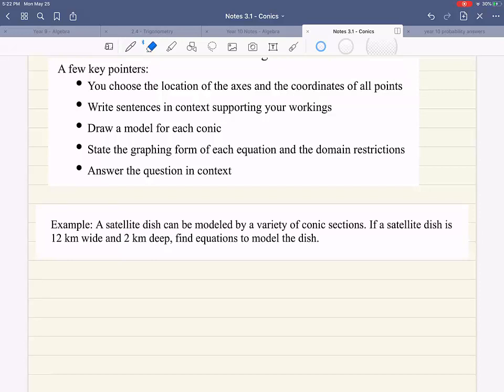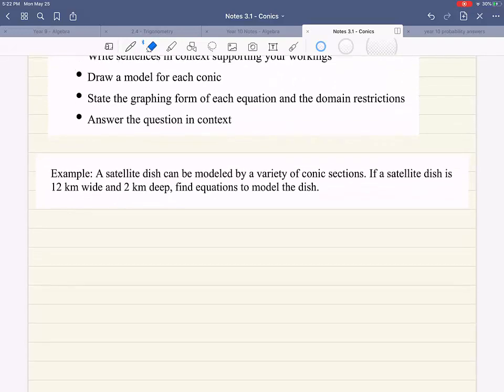So we're going to start with what we consider the easiest one to do. So think about a satellite dish, which is kind of a bowl-shaped object. And if it's 12 kilometers wide and 2 kilometers deep, that looks kind of elliptical. So we're going to start out by modeling the ellipse because it's the easiest. So I'm going to write a sentence stating that and basically talking about what we're dealing with. So I'm going to say the satellite can be modeled with an ellipse.